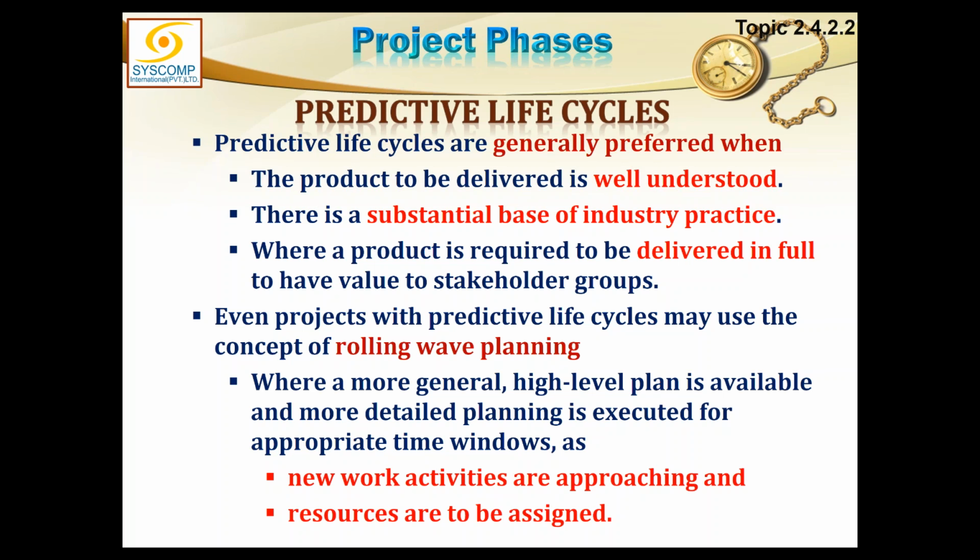But applicability of progressive elaboration and rolling wave planning in predictive life cycle is comparatively lesser than other models. Other models are highly dependent on that. They're highly flexible. Everything changing all the time. You are standing on a very weak foundation. Your initial concept is very weak. So just make an outline plan.